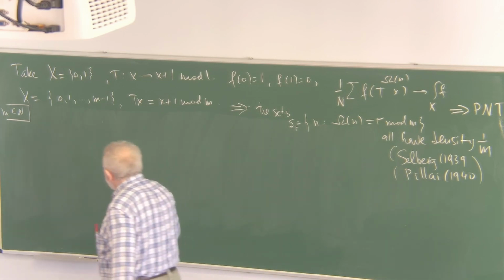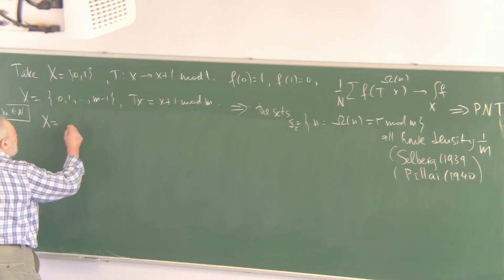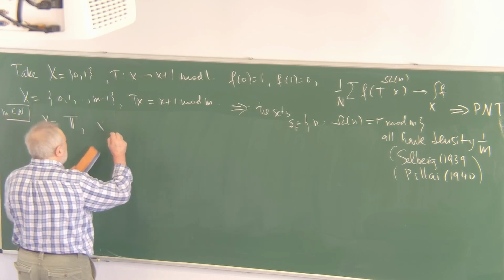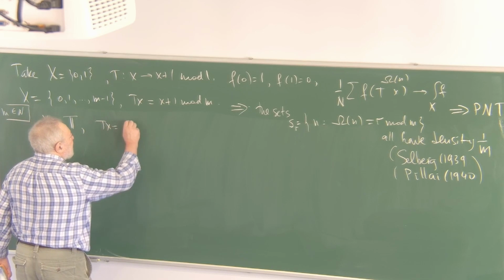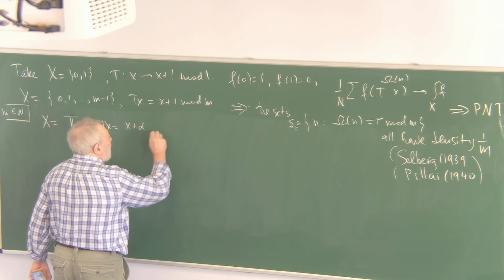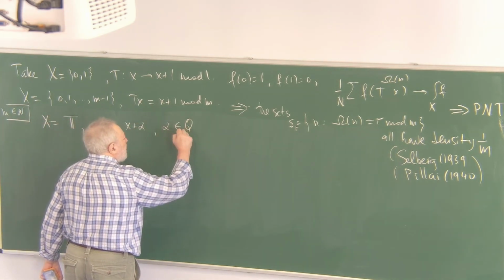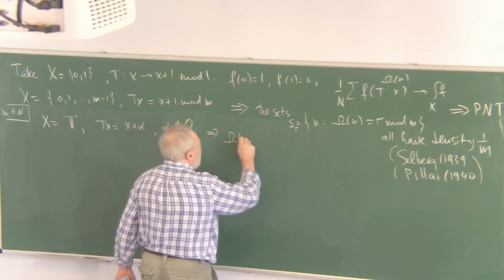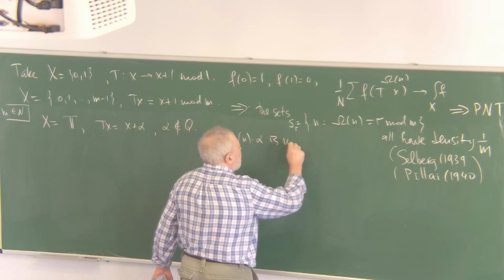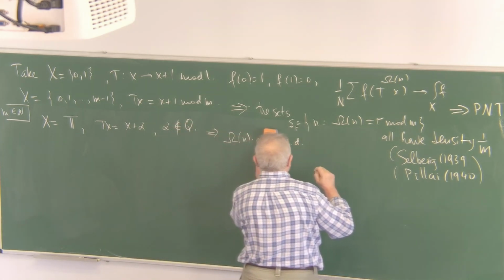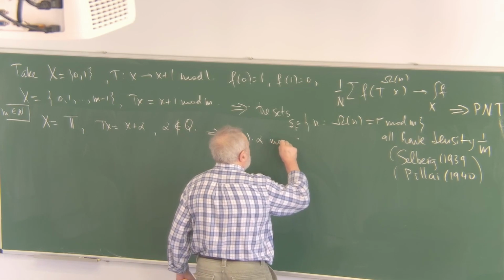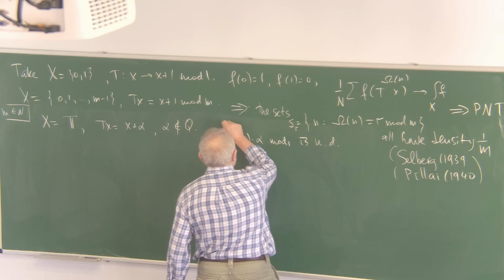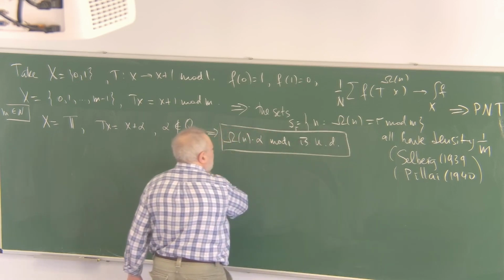How about yet another example? X equals T, and Tx is x plus alpha, alpha irrational. And then you get the fact that omega of n times alpha, mod 1, is uniformly distributed. And that's another famous theorem.